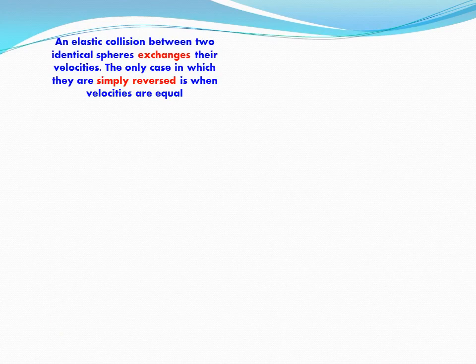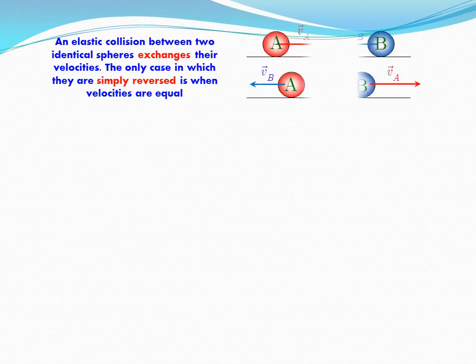Let us recap what we know. An elastic collision between two identical spheres exchanges their velocities. A emerges from the collision at a speed vb and B emerges at a speed va. The only case in which velocities are simply reversed, namely A emerges at a speed minus va and B at a speed minus vb, is when the initial values va and vb are equal. But as we have seen in our collision at relativistic speeds, along the y direction we have a reversing of velocities even if their values are not equal. This is simply a different way to say that the classical momentum is not conserved along the y direction.